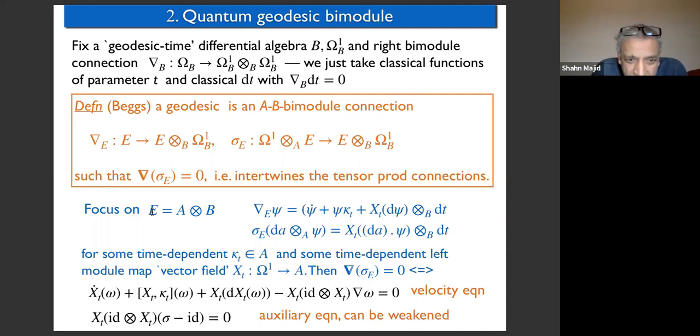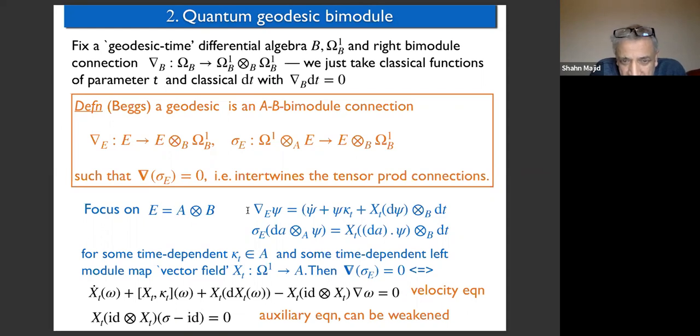So let's focus on E to be A tensor B. That's an obvious AB bimodule connection. You can multiply from the left by A, you can multiply from the right by B. I'm going to call elements of E psi, because they're going to be wave functions. But they are time dependent. B is functions of time, functions in one variable. So really elements psi of E are time dependent elements of A. So they're paths in the algebra A.